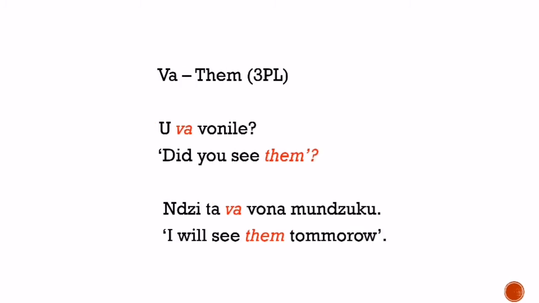Third person plural example, u va vonile. Did you see them? Ndzi ta va vona mundzuku. I will see them tomorrow.